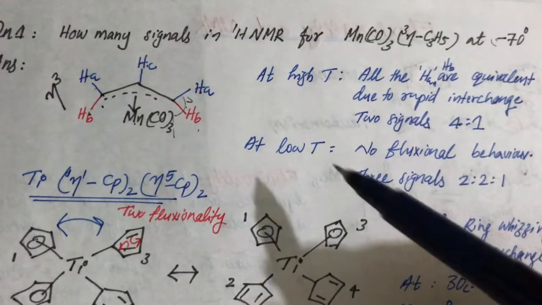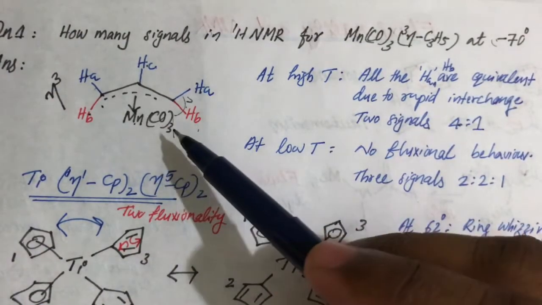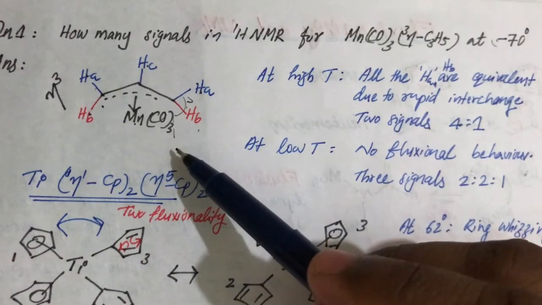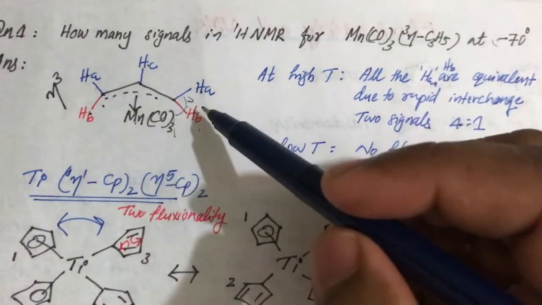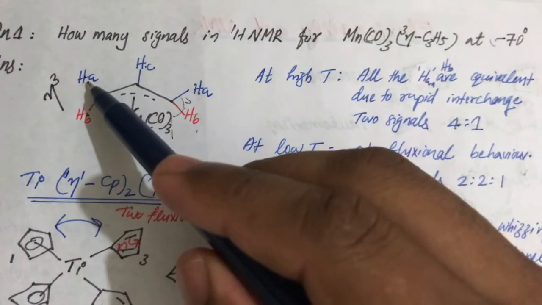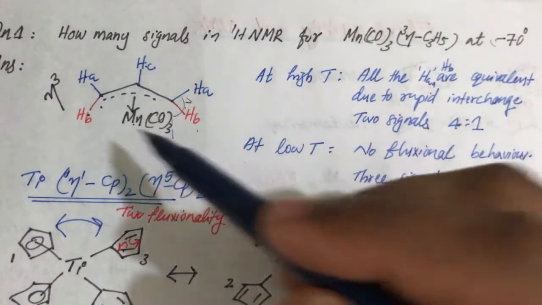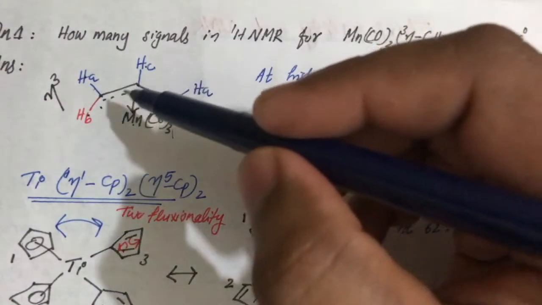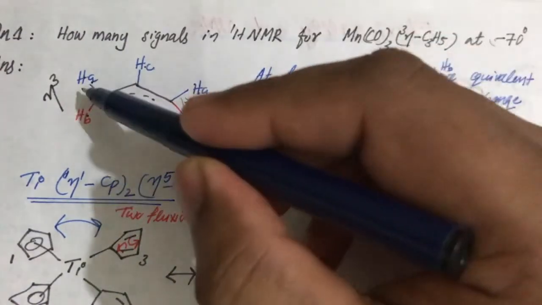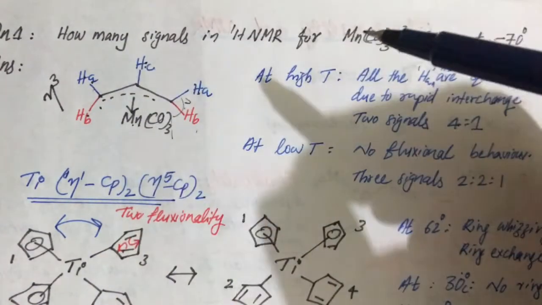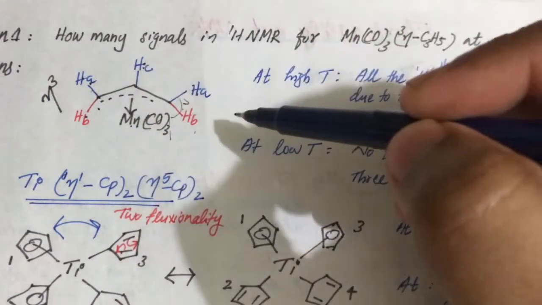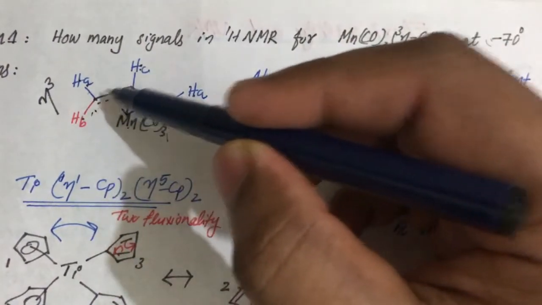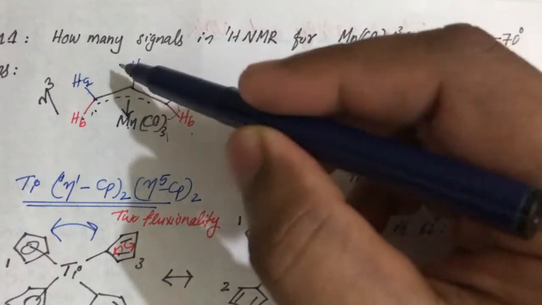But at the low temperature limit there is no fluxional behavior. So this is the situation. You can have HA and HB. Why HA and HB? The HAs are syn with respect to HC, that means they are on the same side. And the HBs are anti with respect to HC.